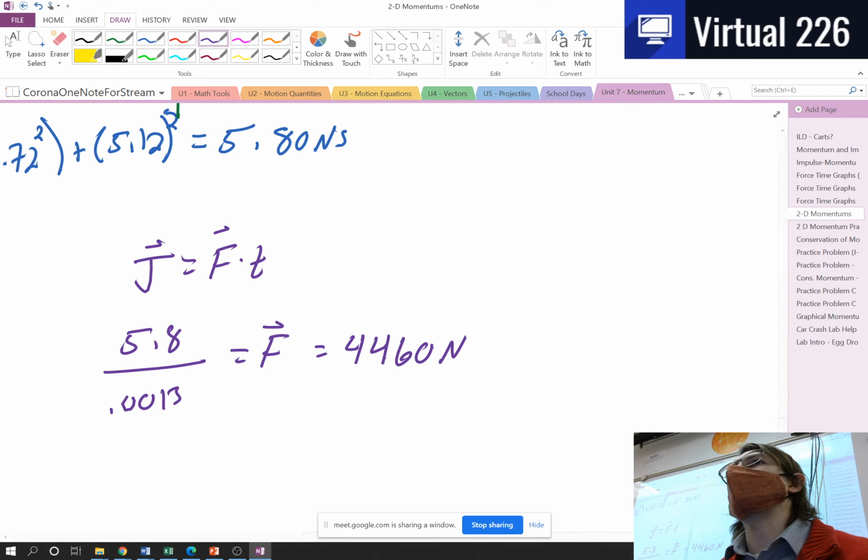So we just did a little Pythagorean theorem with a nice right triangle there to find the impulse. Once we knew the impulse, we could divide it by the time to find the average force. And remember, this is an average force because as we saw in our force impulse graphs, that force could change over time, but on average, this is what it will be.